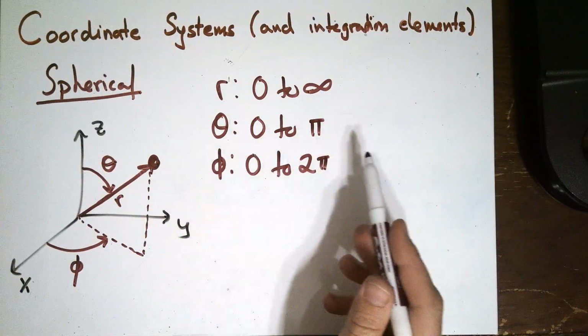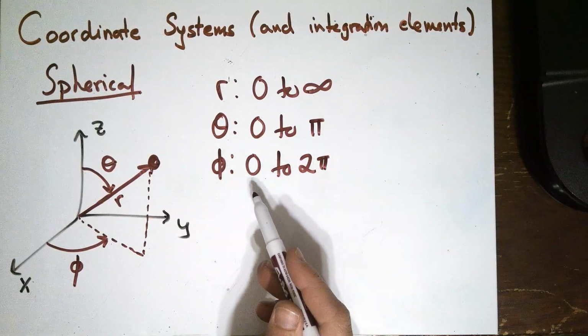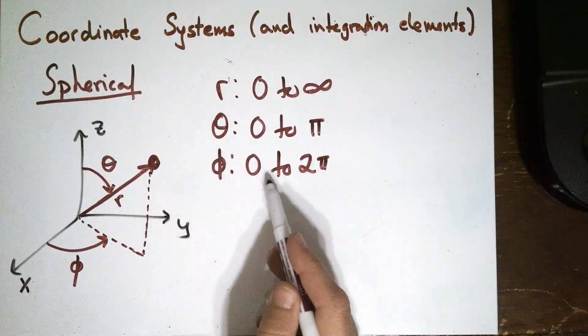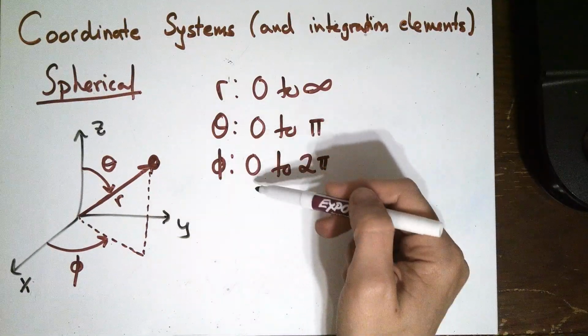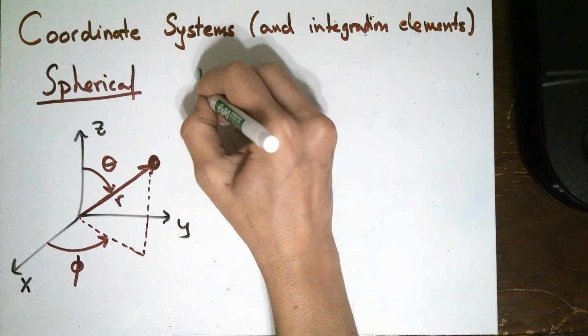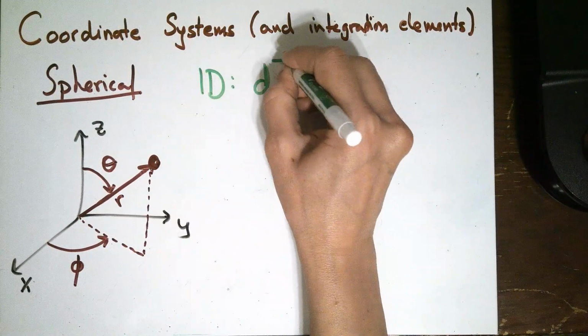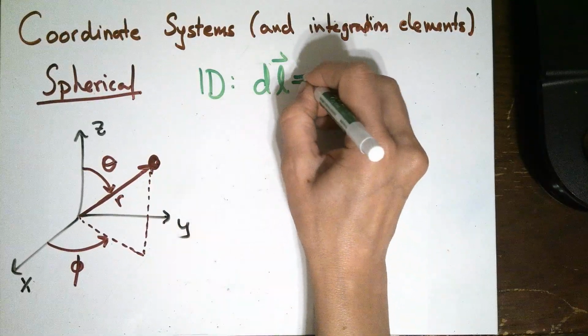Physics and math just took different paths way back in the beginning, and we're just kind of entrenched now. So keep that in mind, that these two, depending on who your source is, may be switched. Now the integration elements in one dimension for the path integral.